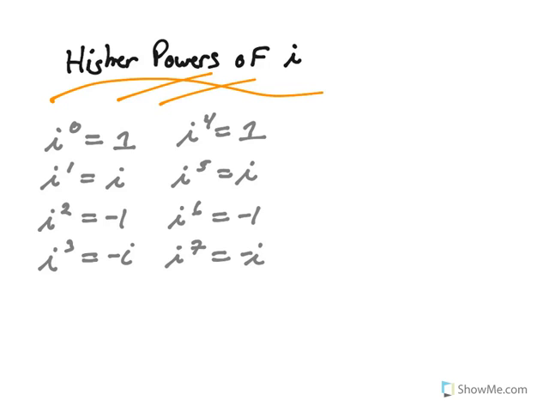So what do you think i to the eighth is going to be? Again, it's going to be 1. The pattern repeats, right? i to the 9th is going to be i. i to the 10th is going to be a minus 1. i to the 11th is going to be minus i. Okay, so keep that in mind when we do higher powers of i.